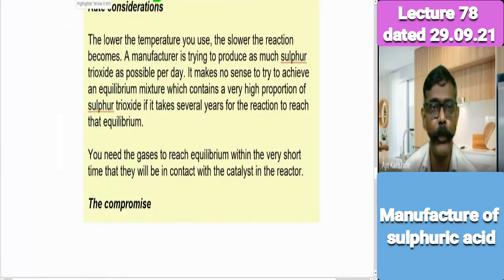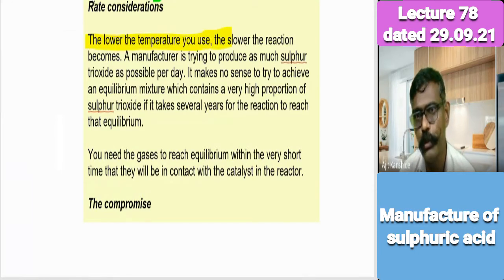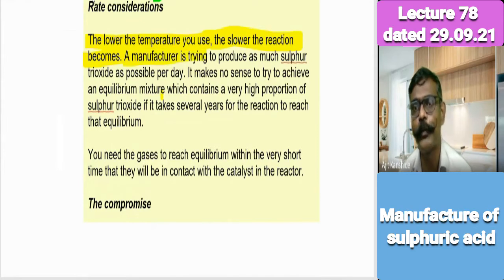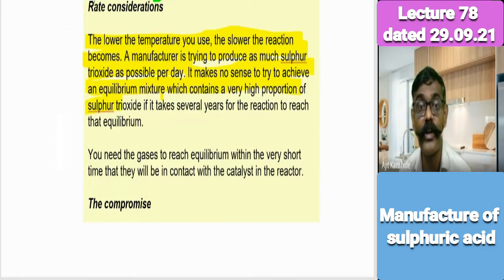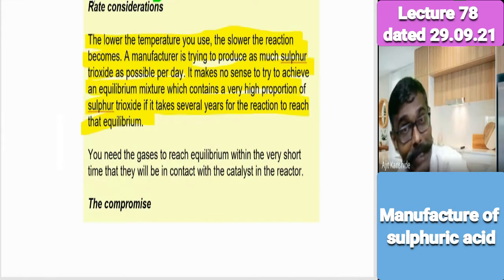Okay, fine. So about temperature, even if not clear, here is a chance for you to understand. The lower the temperature we use, the slower the reaction becomes. It is a general point of view: low temperature, low reaction. A manufacturer is trying to produce as much sulfur trioxide as possible per day. It makes no sense to try to achieve an equilibrium mixture which contains a very high proportion of sulfur trioxide if it takes several years for the reaction to reach that equilibrium. So only saying low temperature or high temperature from a general point of view, we cannot decide. How much time it takes to attain that equilibrium is important.